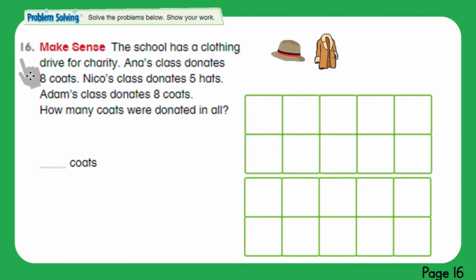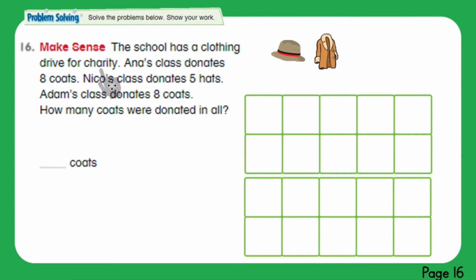Now we come to the next word problem. Problem number 16. Again we are on page number 16. Okay. So first thing, what should we do? We should read the word problem very nicely. The school has a clothing drive for charity. That means the school is calling for the people to donate their clothes for charity.